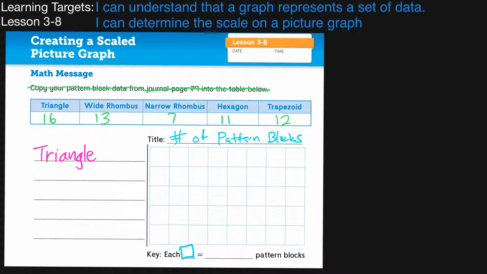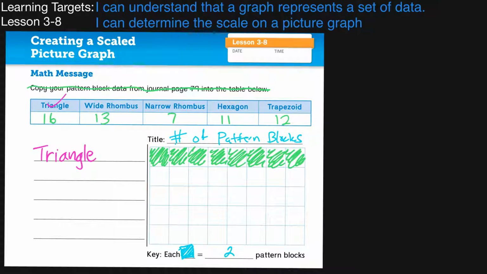So I'm just going to try counting out. If I did 2, 4, 6, 8, 10, 12, 14, 16, I know I could do each block equals 2. So that's what I'm going to do: each block or square equals 2 pattern blocks. So if I have 16 triangles, I'm going to start to record my data here, counting 2, 4, 6, 8, 10, 12, 14, 16. Triangles are done. I might put a quick check mark there.